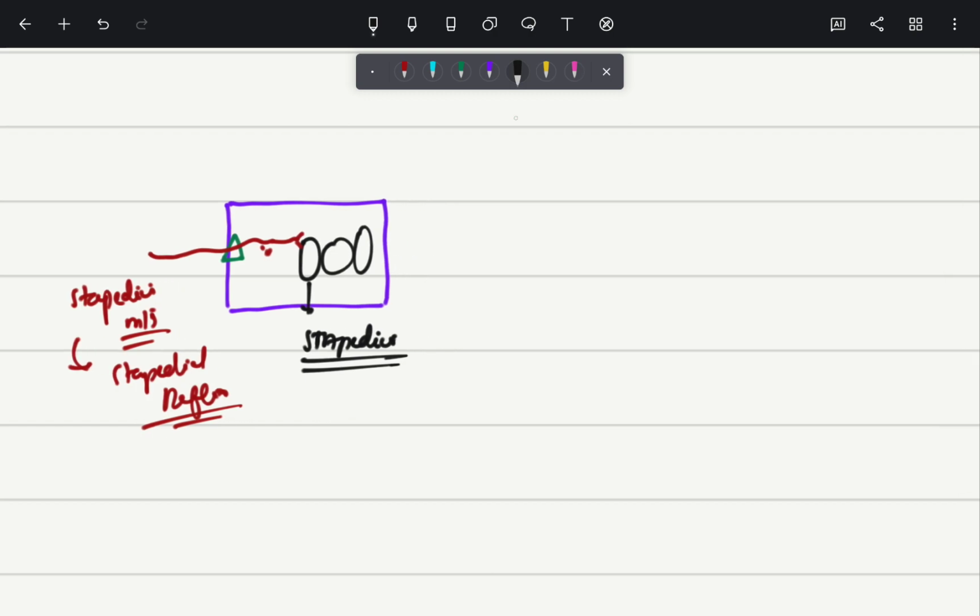Okay, so what are the structures which are present posterior to your middle ear? The answer is very simple. It is only one muscle, which is your stapedius muscle.